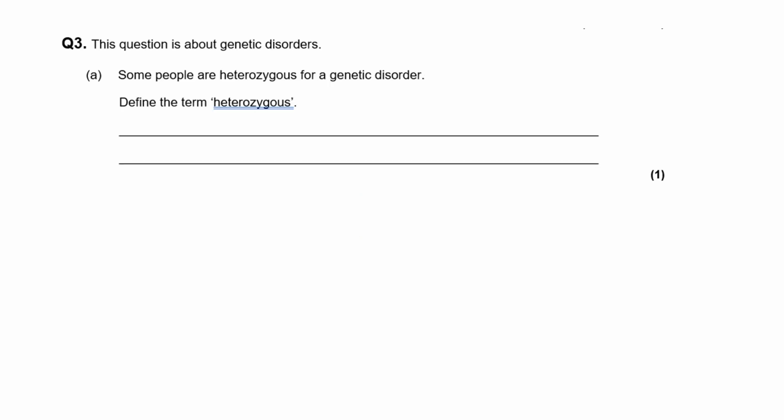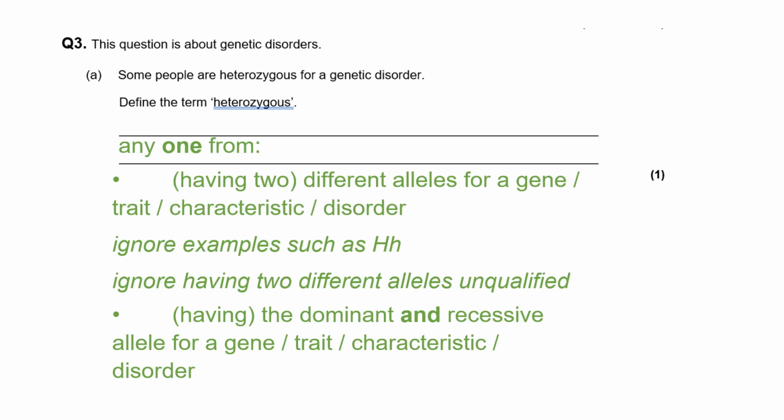Right, question 3 is about genetic disorders. Some people are heterozygous for a genetic disorder. Define the term heterozygous, so we've already talked about that. You could say having 2 different alleles for a gene, or you could say something like the dominant and recessive allele for a gene, having both of those.